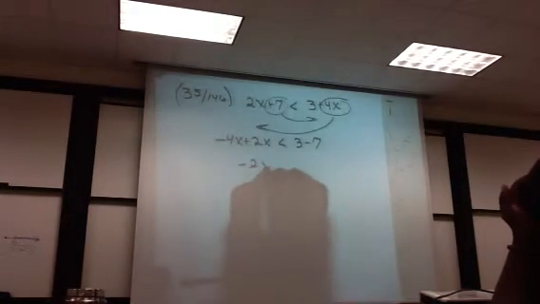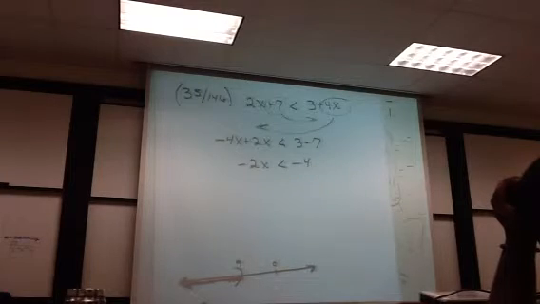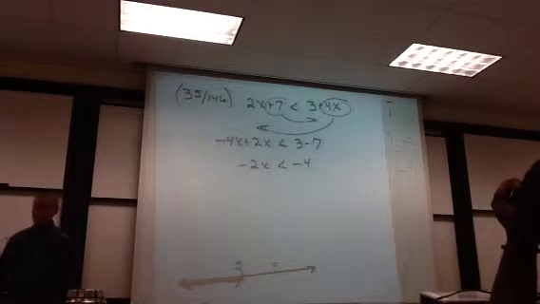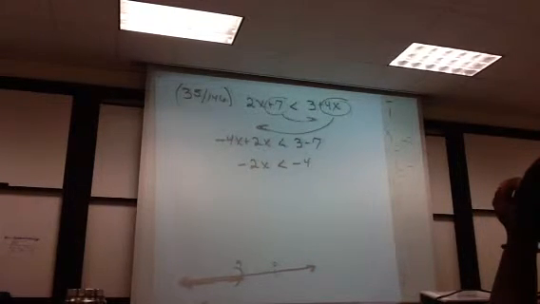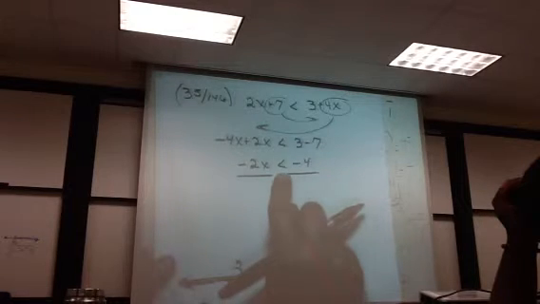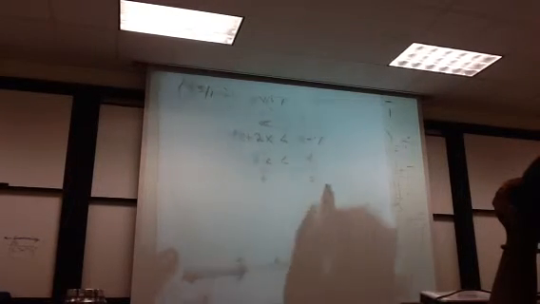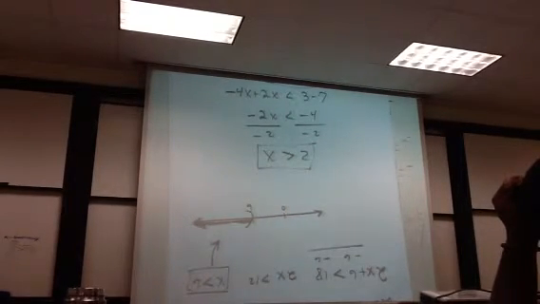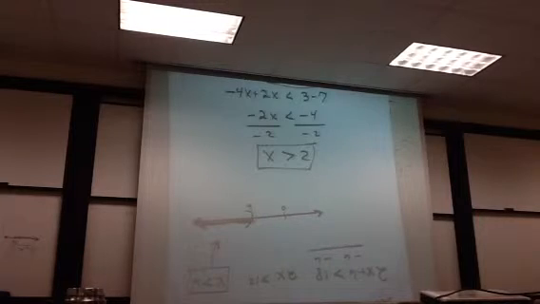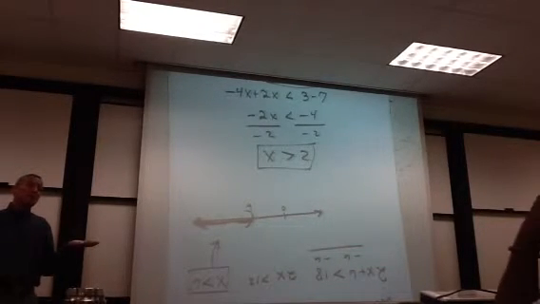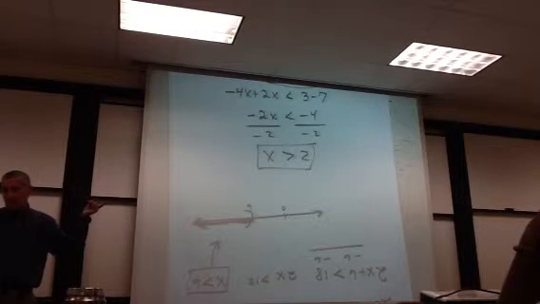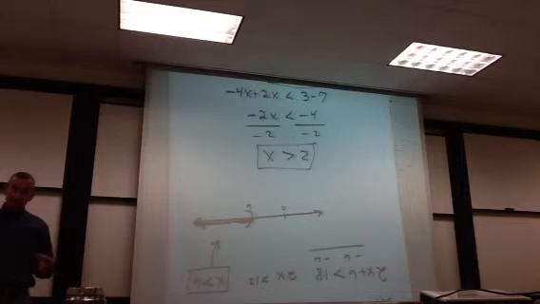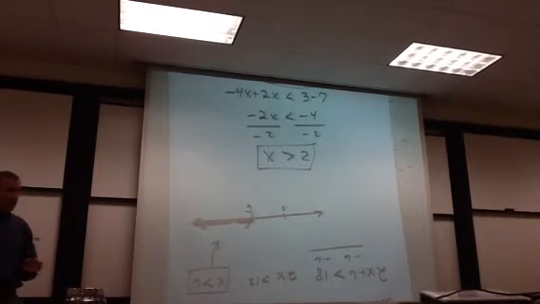I get negative 2x, negative 4. Now what am I going to do? Divide by negative 2. Very good. Everybody remember that? Divide or multiply by a negative, change your inequality symbol. Only when it's negative, right? Only when you divide or multiply by a negative. And it really doesn't matter if the thing you're dividing into is positive or negative. That's not the issue. The issue is, am I dividing by a positive or negative number? If it's by a negative, switch the sign of your inequality.